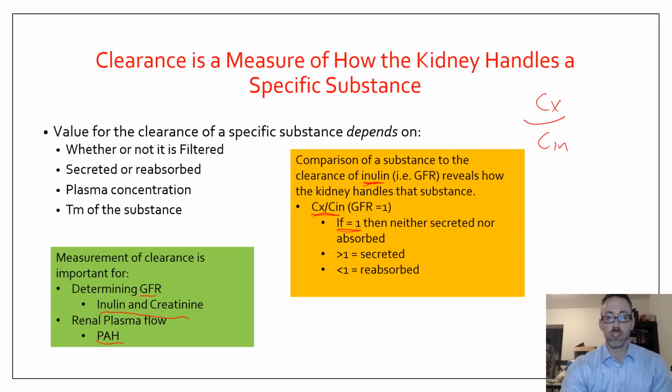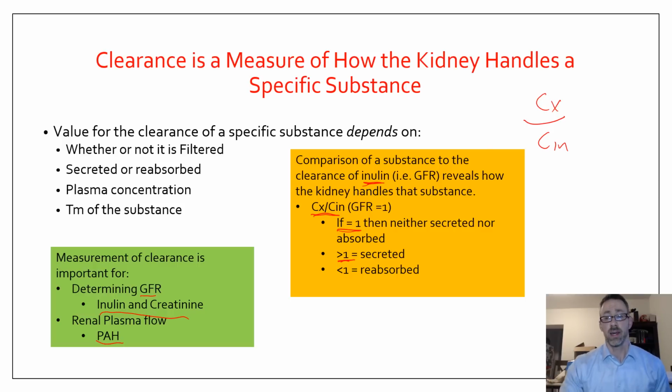If, on the other hand, you get a ratio that's greater than 1, remember, we're removing it from not only the filtered volume, but also from the peritubular capillary volume. So it's an extra volume that we're removing it from. Therefore, this substance must be being secreted into the nephron. Whatever's getting filtered in is being removed, and we're also removing it from the peritubular capillary. So this ratio would be greater than 1. If the ratio is greater than 1, the substance is being secreted.